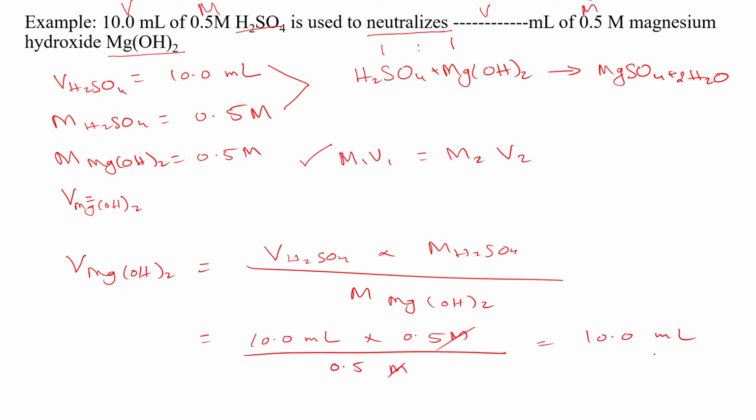okay, so your answer will be 10 mL of magnesium hydroxide, and you know why. Their molarities are the same, 0.05 molar, 0.05 molar. Their mole ratio is the same, 1-to-1. So the 10 mL of sulfuric acid will need 10 mL of magnesium hydroxide to completely neutralize that solution. I hope you have the same answer.